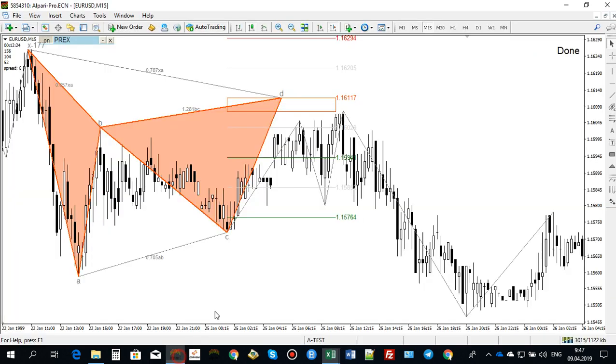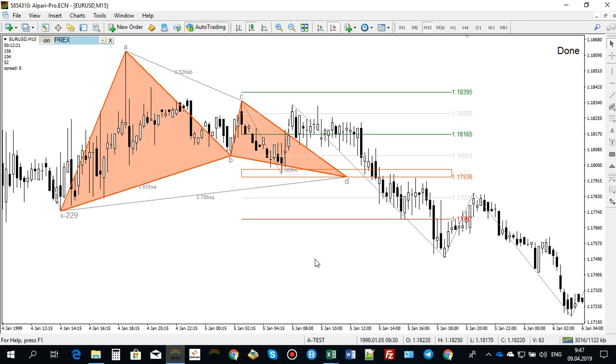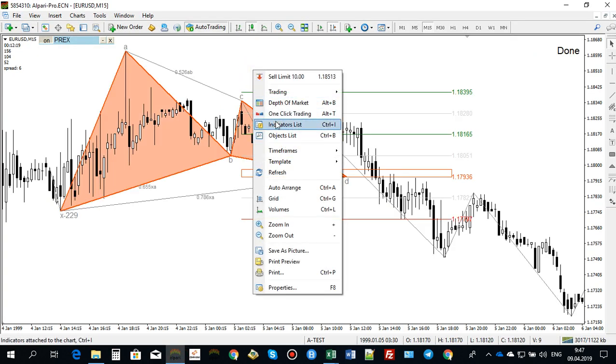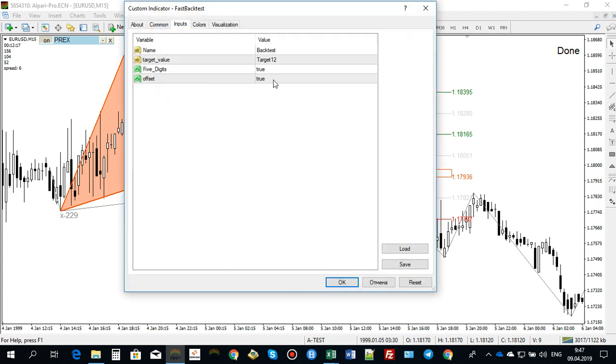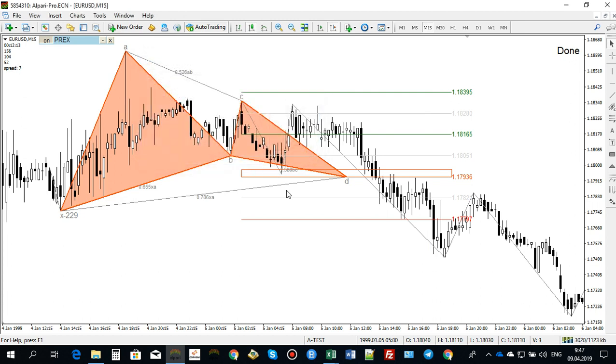So let me demonstrate it to you one more time. I go to the very beginning, but this time I go to indicator settings and I will set offset to false, like this. So that way I don't use any offset. Yes, and here I will type this.